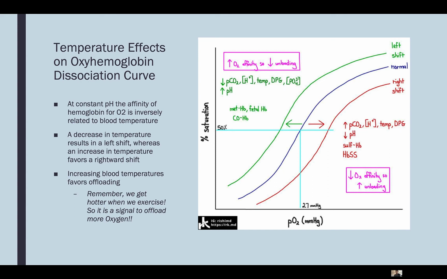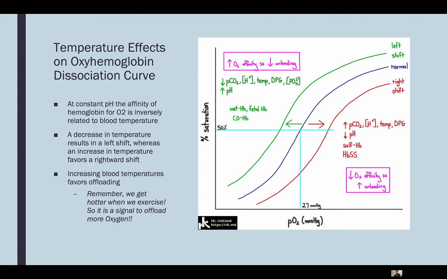In order to grab that last electron and to make sure that we're continuing to work the electron transport chain, well, if we need to make sure that we're getting oxygen to working muscle faster, are we going to want to favor offloading or binding of hemoglobin with oxygen? We're going to want to favor offloading at the muscle that's working.